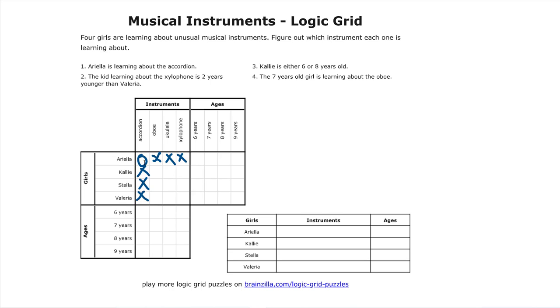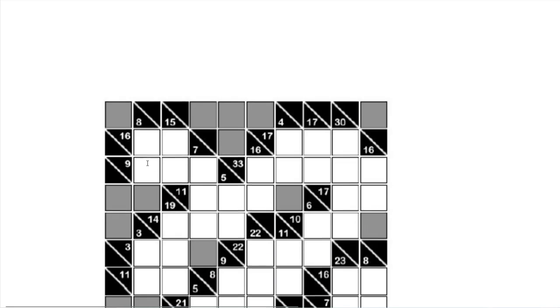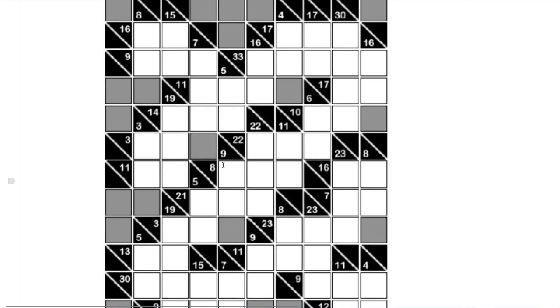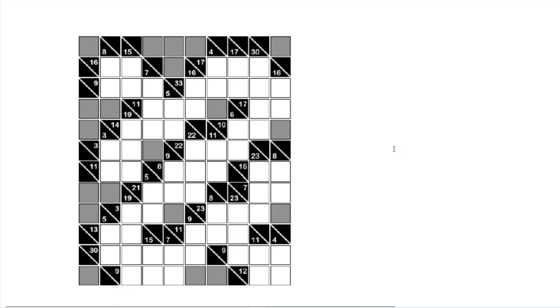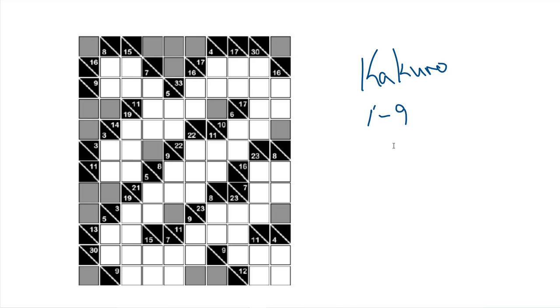Moving on to the second logic puzzle. So here we have what's called Kakuro. This is a Kakuro puzzle. Kakuro is spelled K-A-K-U-R-O. Kakuro is kind of like a cross between a crossword and a Sudoku puzzle of sorts. We're only using the numbers 1 through 9, just like the adding fun assignment.